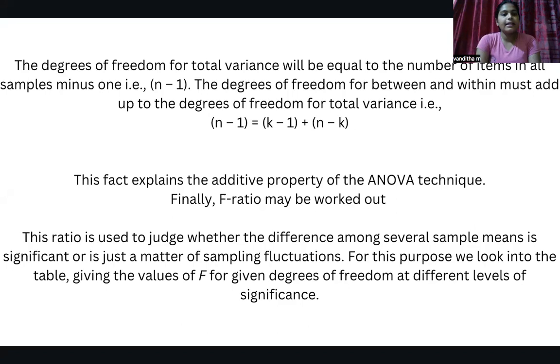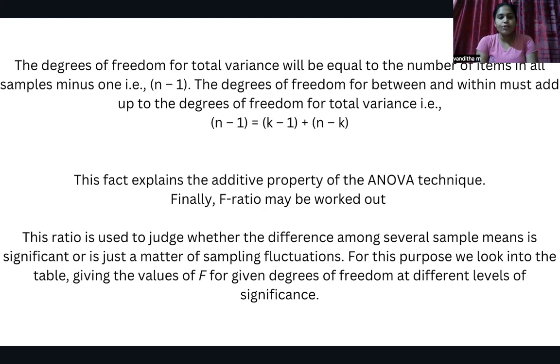Next, the degrees of freedom for total variance will be equal to the total number of samples, that is n minus 1. N is the total number of samples. The degrees of freedom for between and within variance add up to the degrees of freedom for total variance, that is the formula n minus 1, which is total variance minus 1, equal to k minus 1 plus n minus k. K is the number of samples. This explains the additive property of the ANOVA technique.